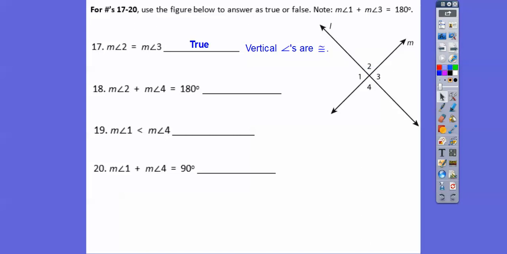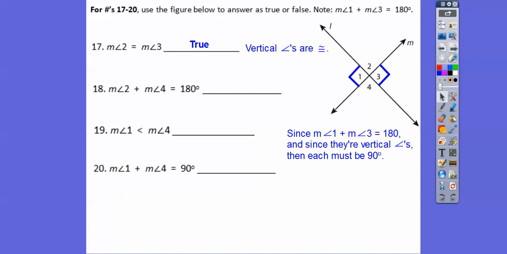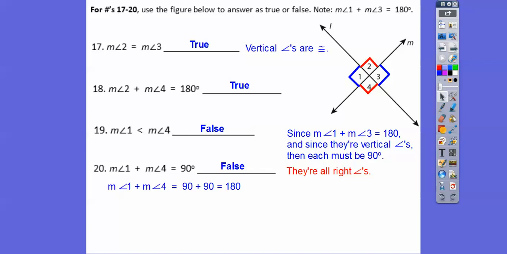So that's true. So 2 equals 3. That's true. Where did I get 2 equals 3? Well, that's true because they make a bunch of right angles right there. So 2 plus 4, those are both right angles, so 90 plus 90 is 180. Okay, I know 1 is not less than 4 because they're all right angles right there. And then 1 plus 4 is not equal to 90, it's equal to 180, so that one's false also.